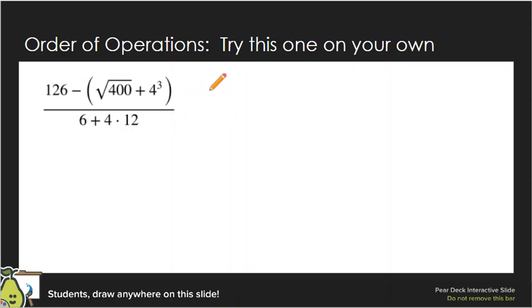So out of the video you just watched, we have to do order of operations. So I'm going to solve this top part. On this top part, I see I have parentheses, so I want to do that first. It says square root of 400. Well, I know the square root of 400 is 20. And then it also has 4 to the third power. And 4 to the third power is 4 times 4 times 4, which is 64.